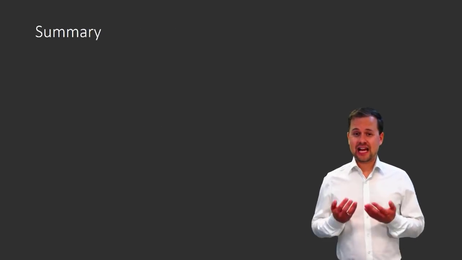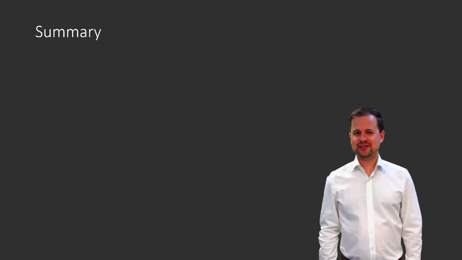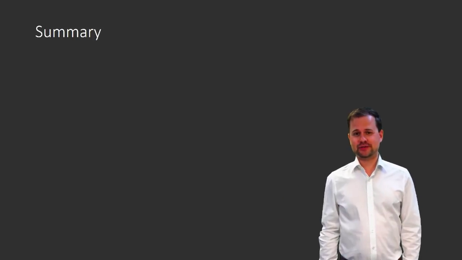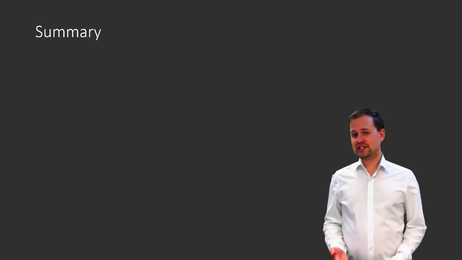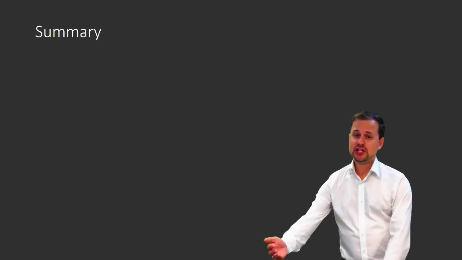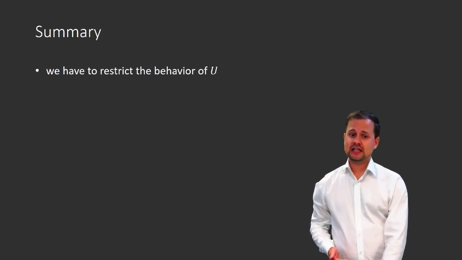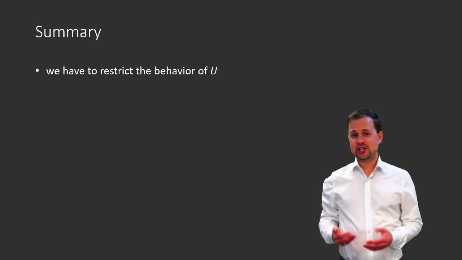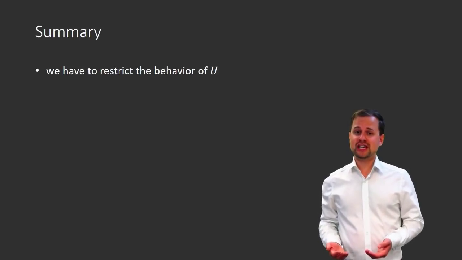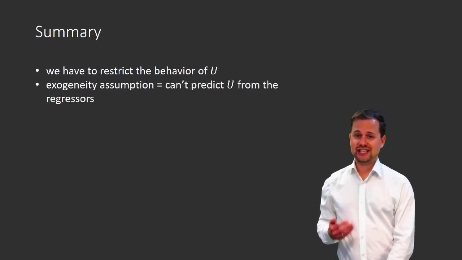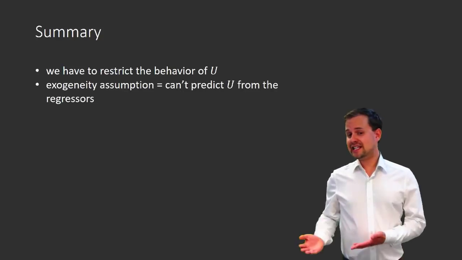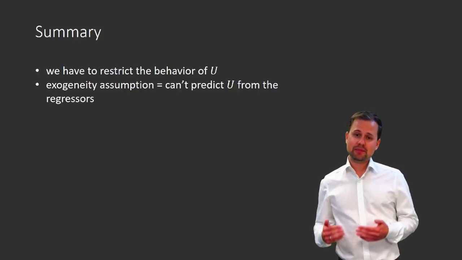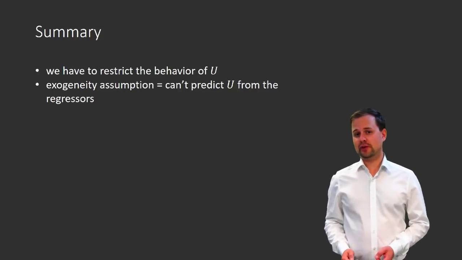I've now said everything that I wanted to say in this lecture, so let me conclude by summarizing the main points from the lecture. First, we recognize that if we want to infer causal effects, then we will have to restrict the behavior of u somewhat. It turns out that an appropriate restriction comes in the form of the exogeneity assumption. The exogeneity assumption essentially says that the regressors should not be predictive of the unobserved component u.